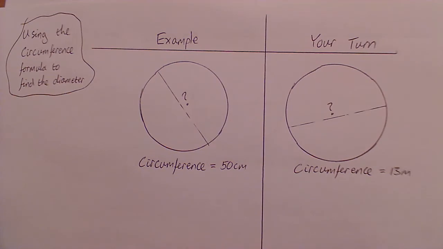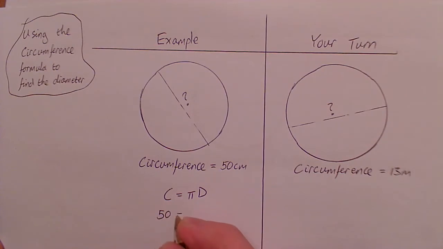So this is our first one. Just like when you're working out a circumference, the very first thing you want to do here is have circumference equals pi d written down. That is our formula that links the circumference and the diameter or the radius. So we start by writing that down. And the key idea here is that you substitute in what you know. So here I know the circumference, so we'll replace the c with a 50. And we've still got pi d.